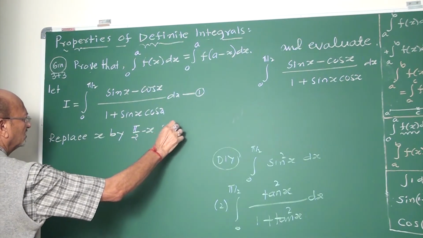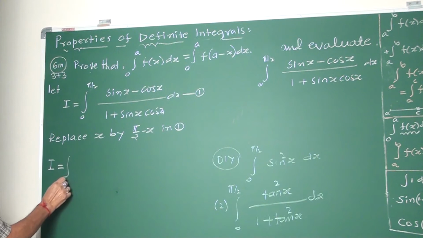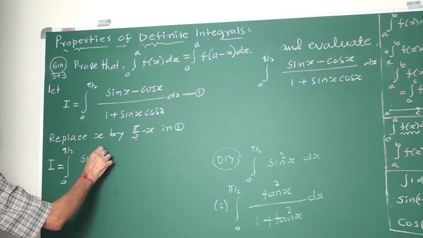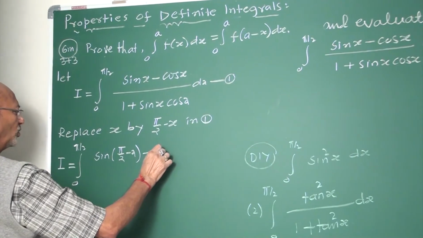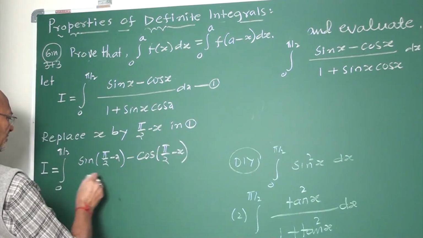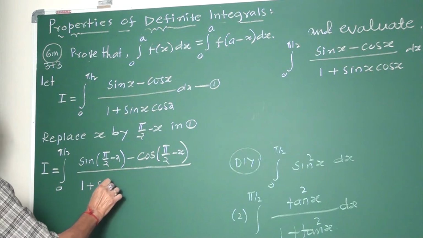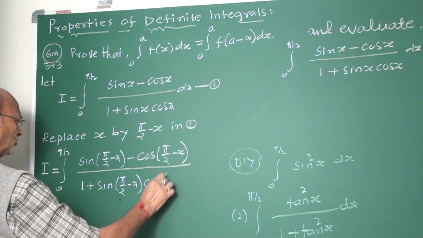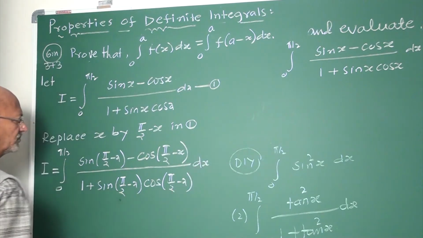In 1, replace: I equals integral 0 to pi by 2 of sine of (pi by 2 minus x) minus cos of (pi by 2 minus x). The denominator is 1 plus sine of (pi by 2 minus x) into cos of (pi by 2 minus x), my friends, dx.